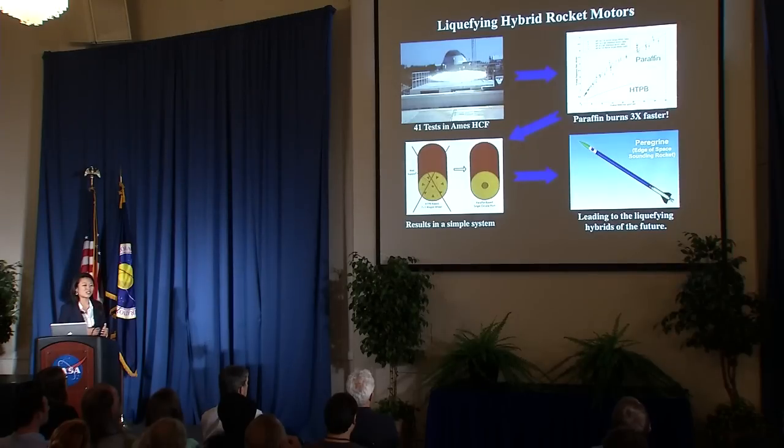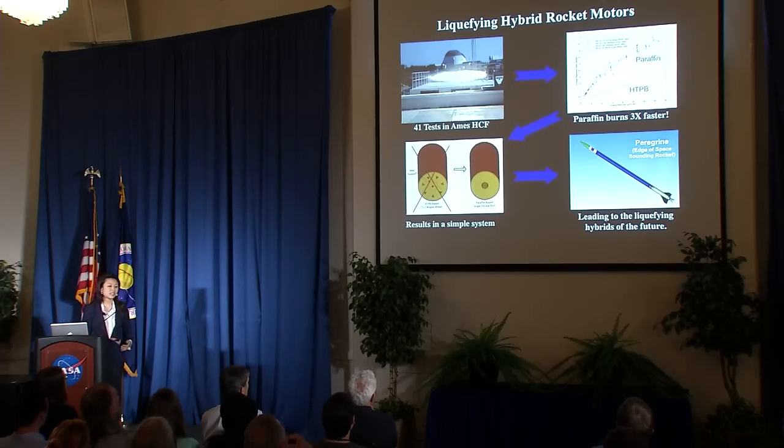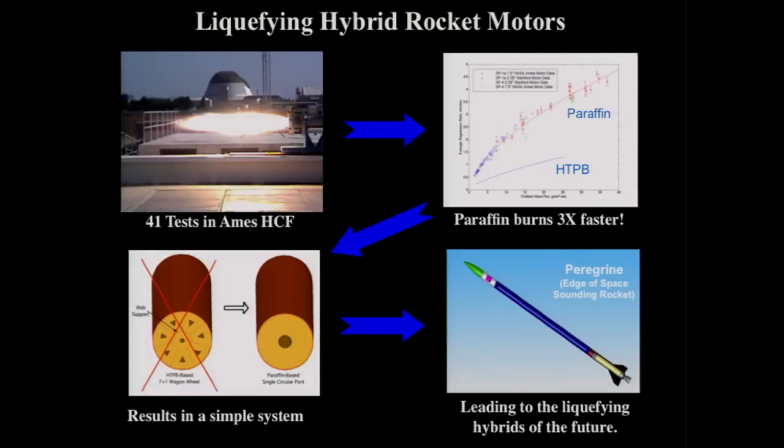On to more rockets. We have a huge group in partnership with Stanford working on liquefying hybrid rocket motors. We've done 41 tests here at Ames and over 500 ground tests overall. A lot of effort and work went into this. Here are some advantages of this liquefying hybrid rocket. First, it uses a paraffin solid fuel rather than the normal HTPB fuel. It burns 3 times faster.